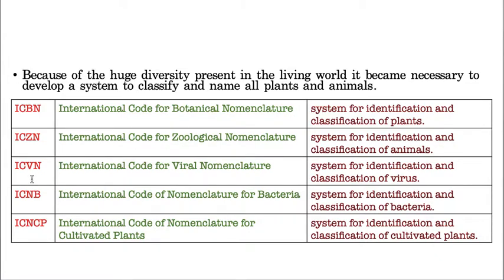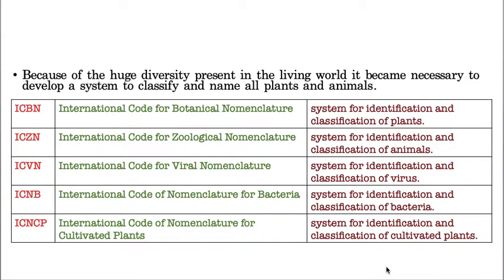Now, the next one is ICVN, International Code of Viral Nomenclature. ICNB means International Code of Nomenclature of Bacteria. Because ICBN means International Code of Botanical Nomenclature, there is a chance of confusion. That's why ICNB is a little changed. And ICNCP means International Code of Nomenclature for Cultivated Plants. So these are the various organizations which help a taxonomist derive names from Latin only. Hope you got my point.